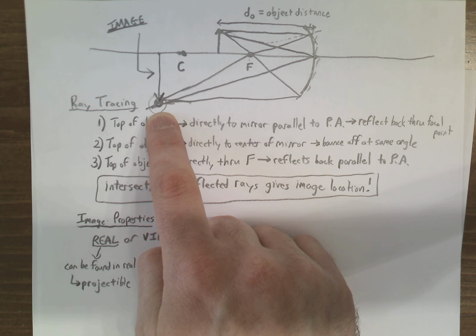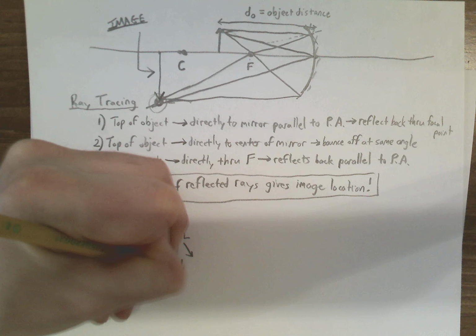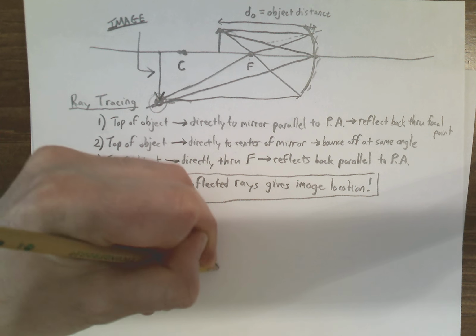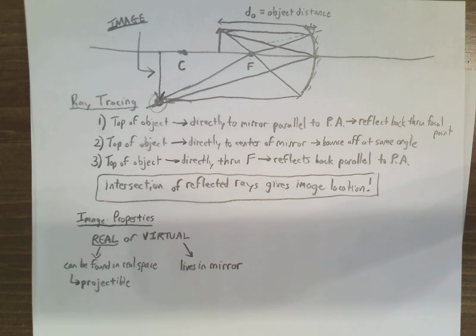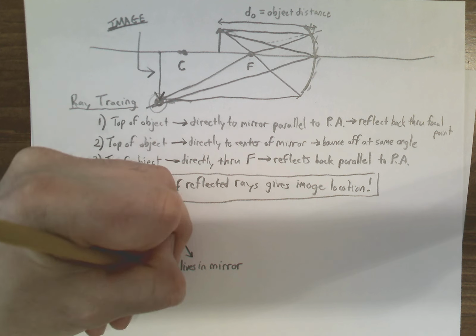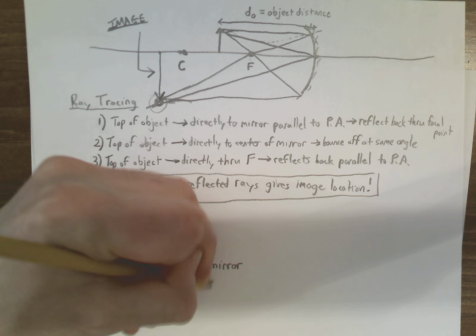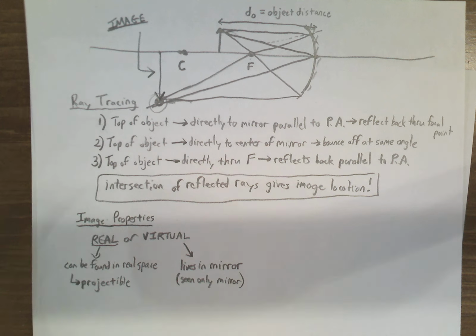What you see in the bathroom is a virtual image. So a virtual image lives in the mirror world. It's actually behind the mirror. You actually see it in the mirror itself. When you see yourself in the bathroom again, or you see a car in a rear view mirror, that is a virtual image seen only in the mirror. The real image lives out in the real world. If you can find it, it will be projected onto some sort of surface. So that's what we mean by real or virtual.